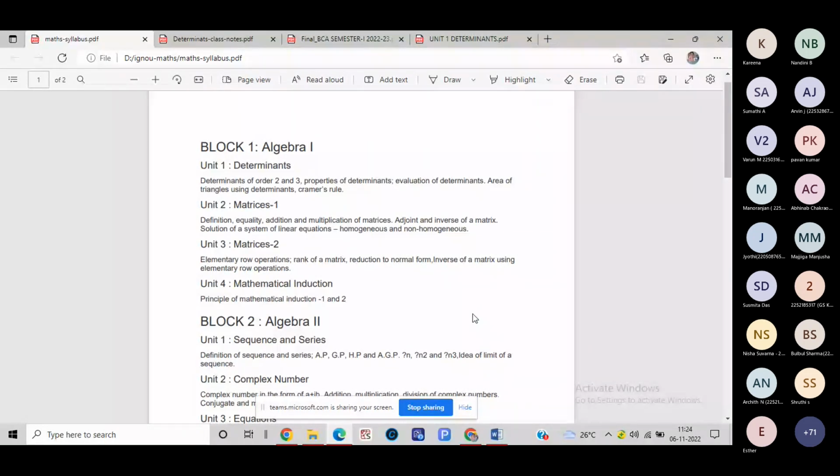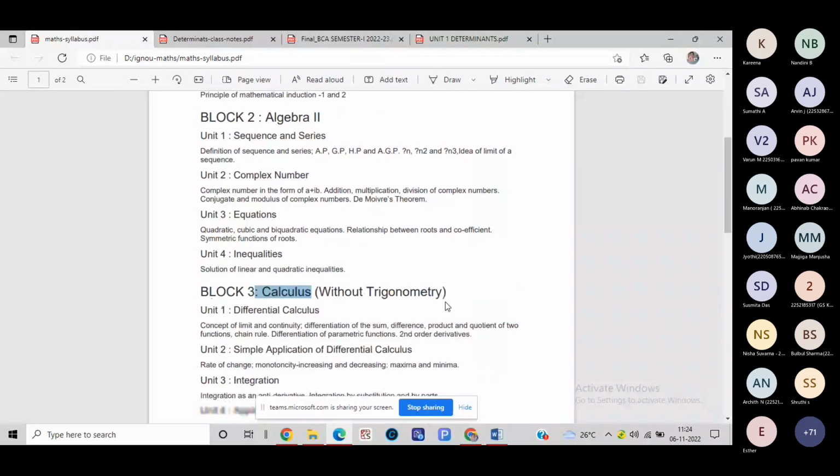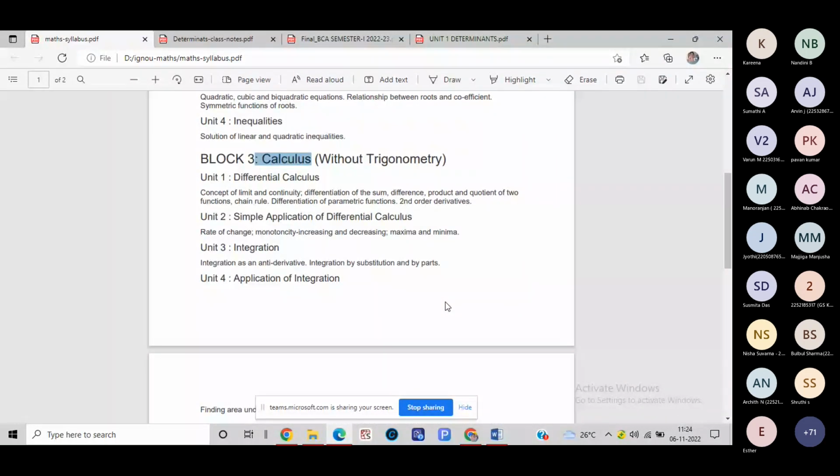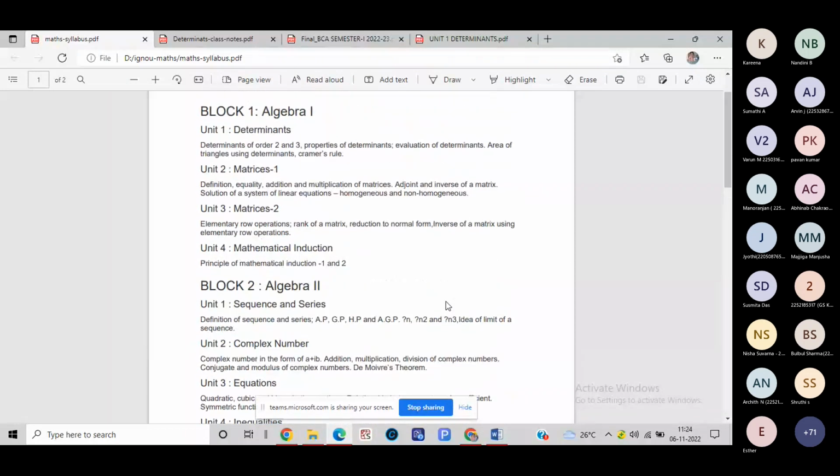Okay, madam. Now we have four modules. We call them chapters or blocks. We have four blocks: block 1, block 2, block 3, and block 4. Each block has four chapters, or we call them four units. Each unit has some topics.